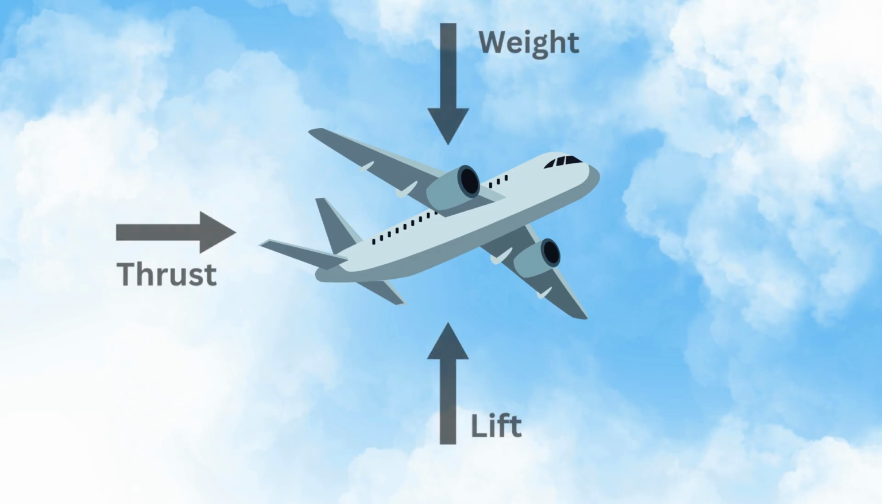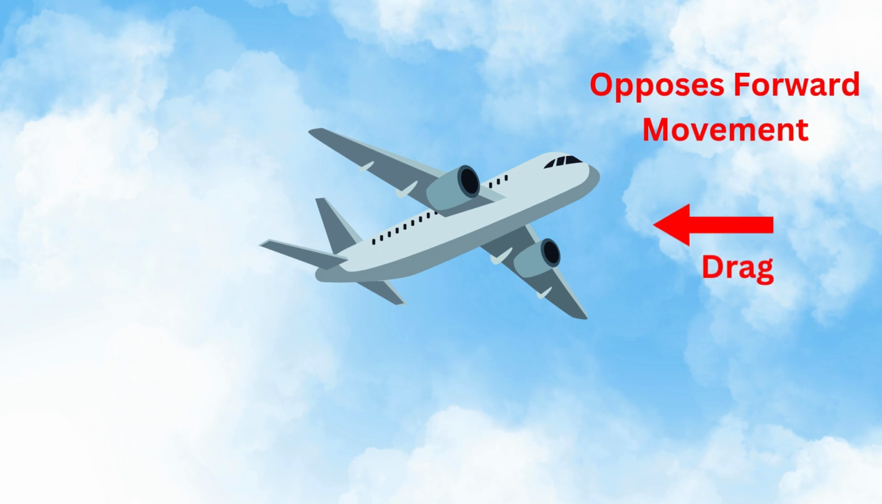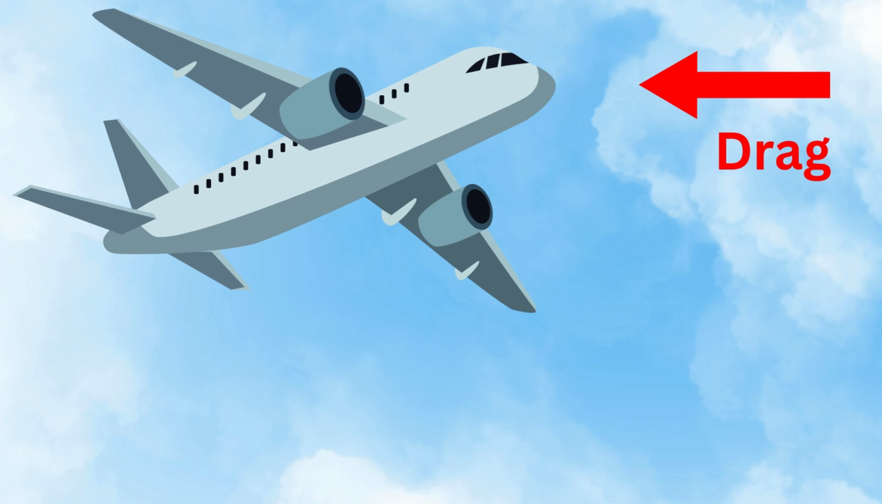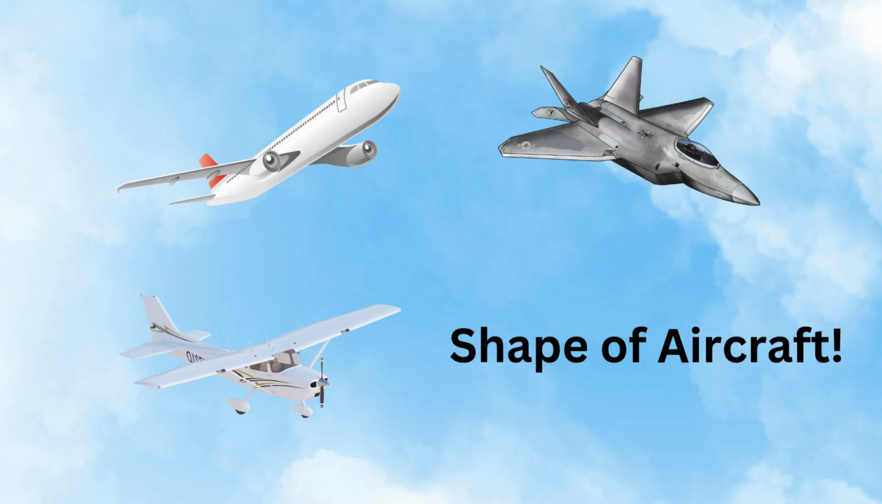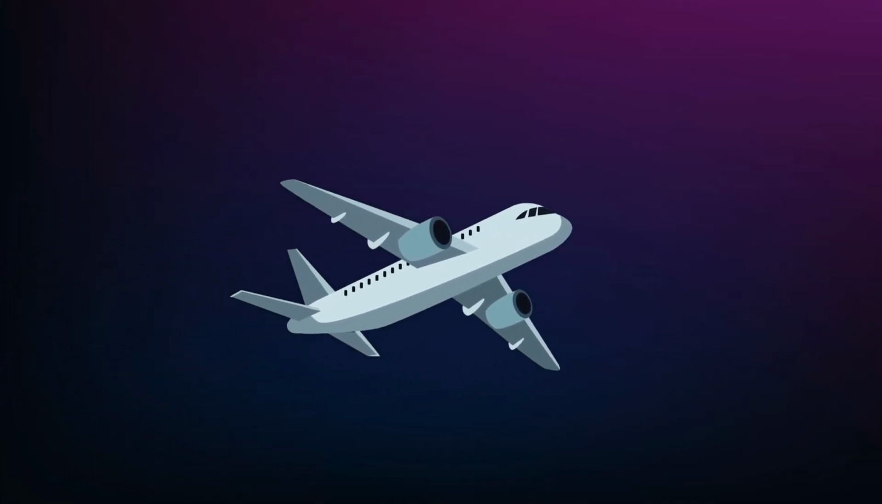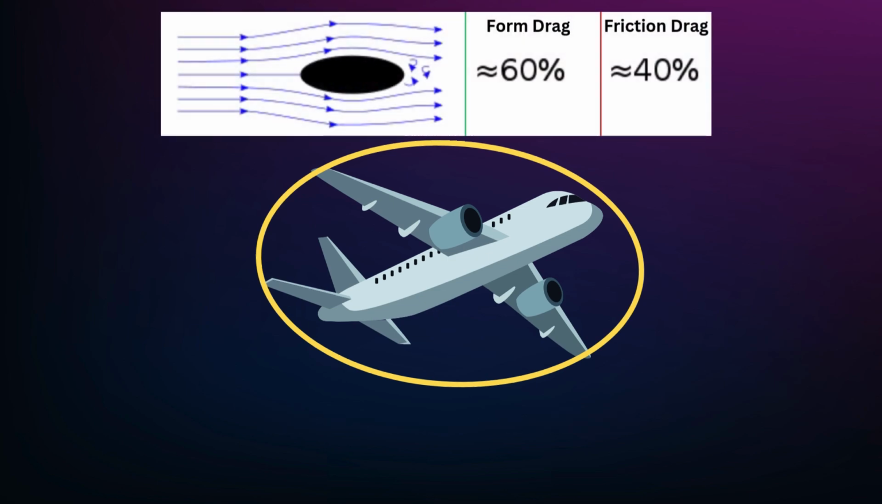When the plane flies, the airflow about the plane produces a drag force, opposite to the direction of the movement of the plane. This drag force consists of both form drag and friction drag, and their influence is dependent on how streamlined the plane's design is. Since the plane body can generally be idealized into an elliptical shape, the form drag can be approximated to be roughly 60% and the friction drag to be around 40%.